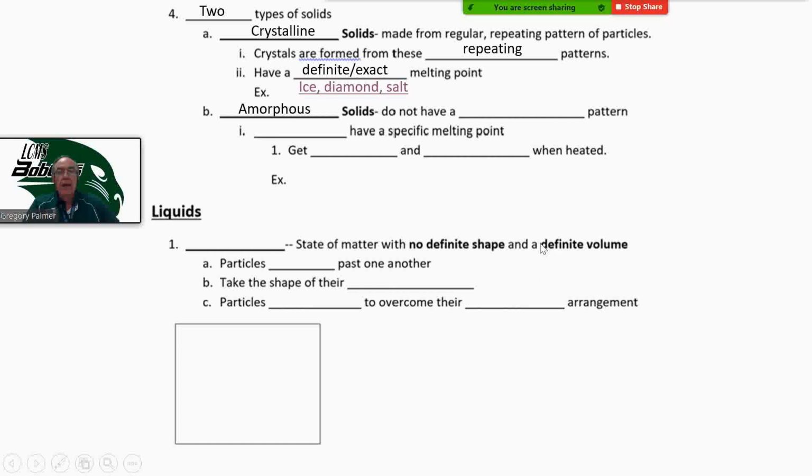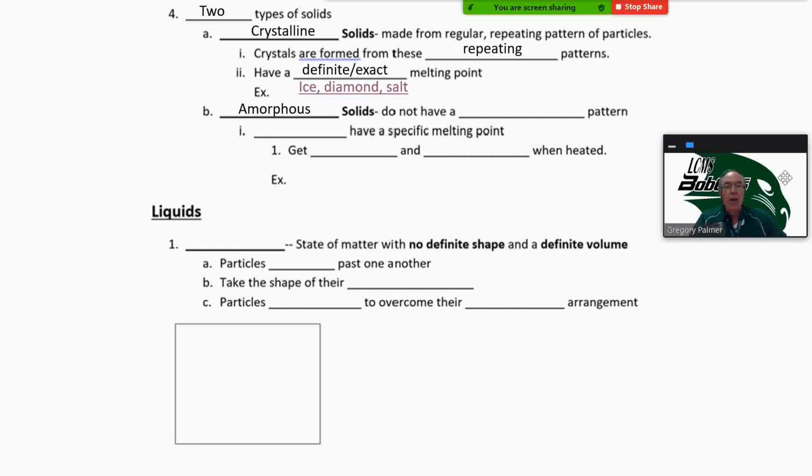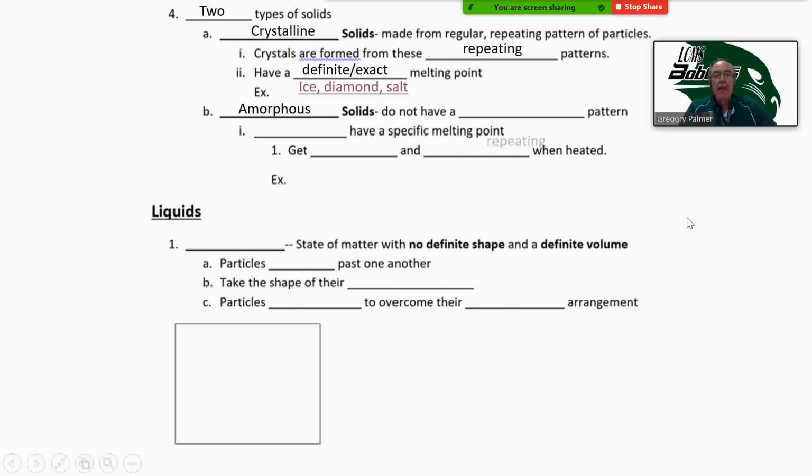Okay. The other kind of solid is called amorphous. These solids do not have that crystalline repeating pattern. They also do not have a specific melting point. When we heat them, they get softer and softer, and then they finally turn into a liquid. So it's not like with the water. With the water, the ice is a solid, and then it's a liquid. There's no point at which an ice cube is kind of soft and mushy.